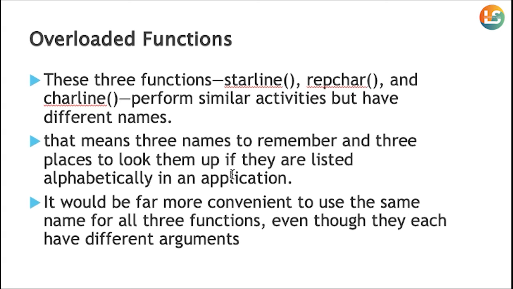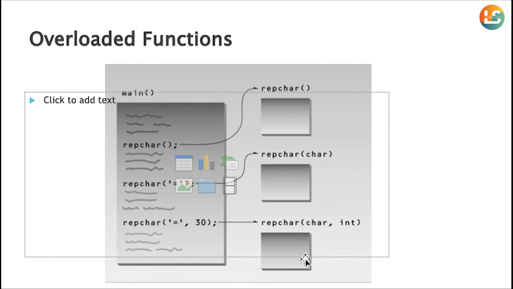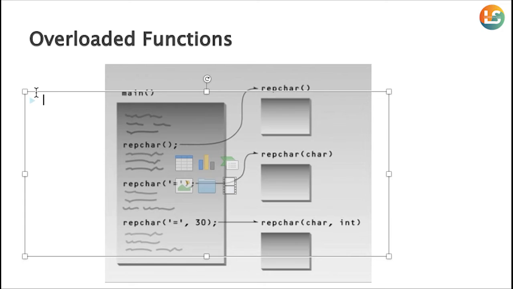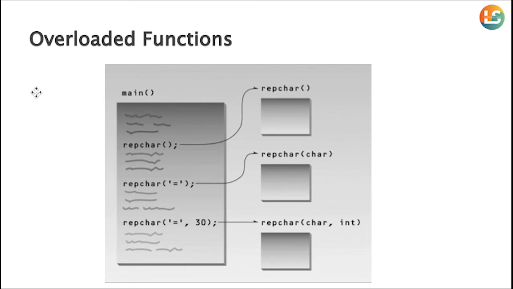If we are going to have three functions, rather than giving them different names, we can give them the same name, like charline. If we give more than one function the same name, and all the functions have different types and different numbers of parameters, then this process is called function overloading.